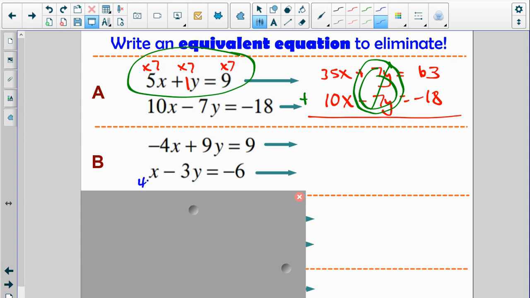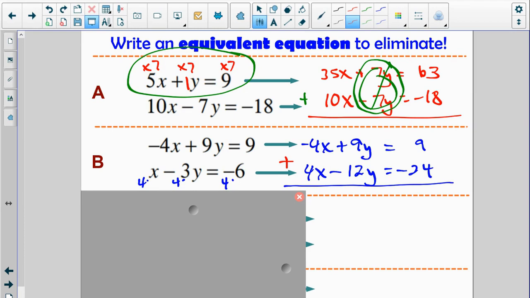Okay, so we're going to do 4 times x, 4 times 3y, and 4 times negative 6. Just remember, you have to multiply everything in that equation by 4, not just one part or two parts, but all the parts. So we have 4 times x is 4x, minus 4 times 3y, which is 12y, equals 4 times negative 6, which is negative 24. Now that top equation, I'm just going to leave the way it was. I'm just going to make sure I have things lined up vertically so everything's aligned.